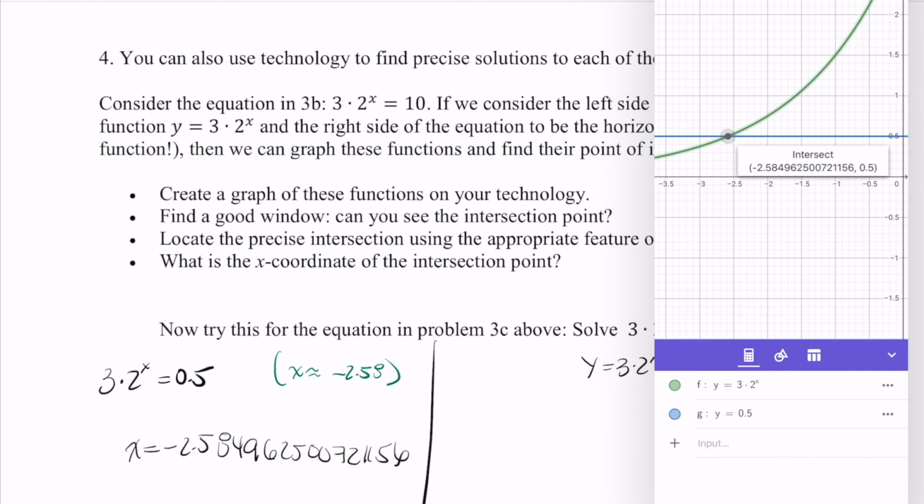I think that's to 15 decimal places. I hope I wrote them out all correctly. In general, I probably will never have you round to more than like 4 or 5.